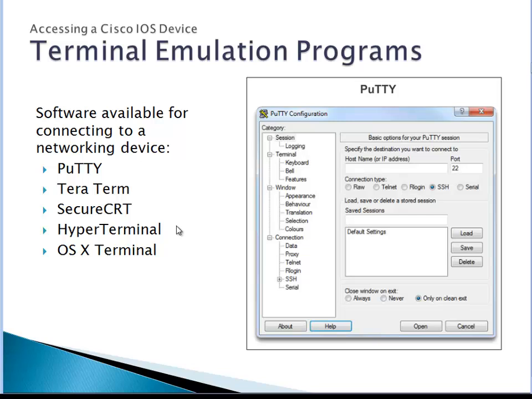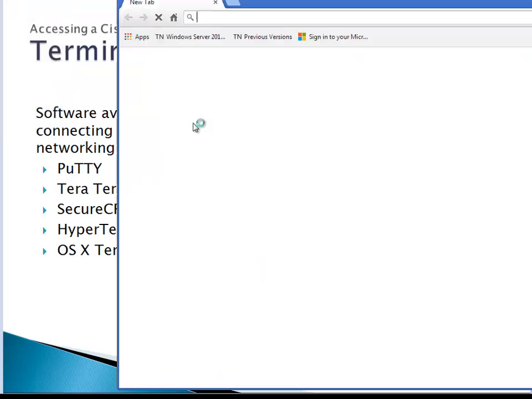HyperTerminal used to be free with Windows XP, but now they started charging for it, and you need to go download it. You can download it for a trial of a month and see if you like it, then you can get a license and pay for it. OSX Terminal is for Apple users. Okay, to download the terminal emulation, maybe I can do it. Let's go through.